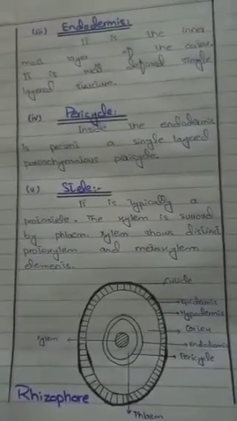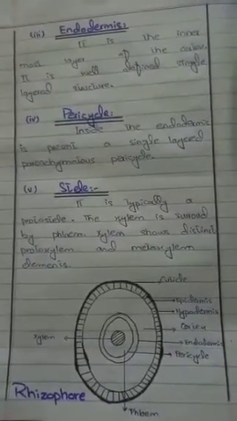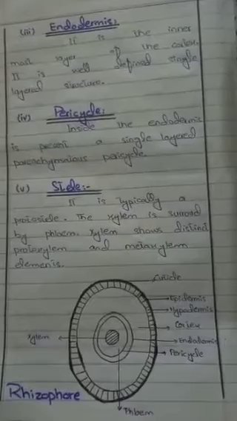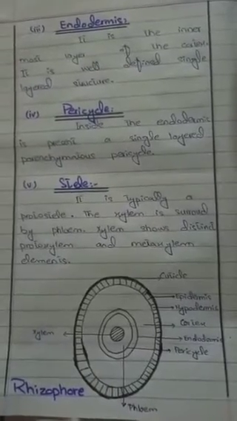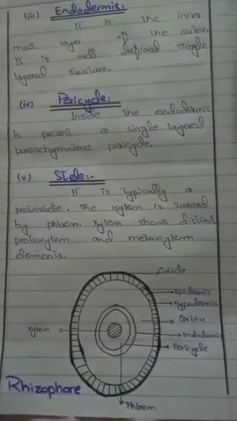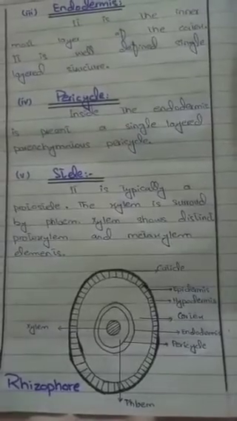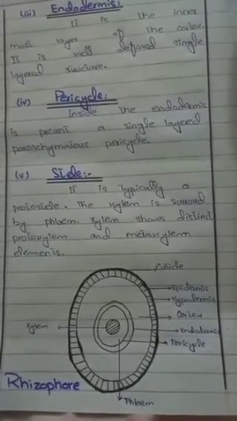Xylem shows distinct positions that are protoxylem and metaxylem elements. Protoxylem are those in which the xylem are present at the tips, and metaxylems are those in which the xylem are present at the center.